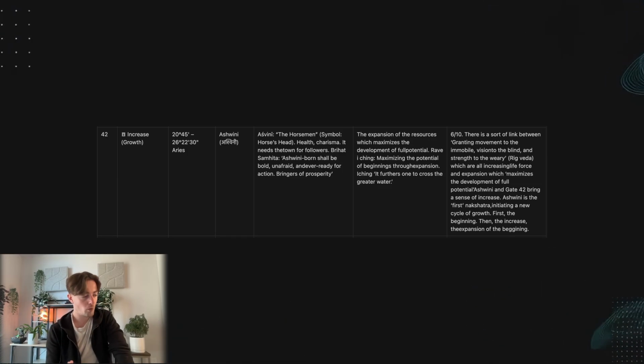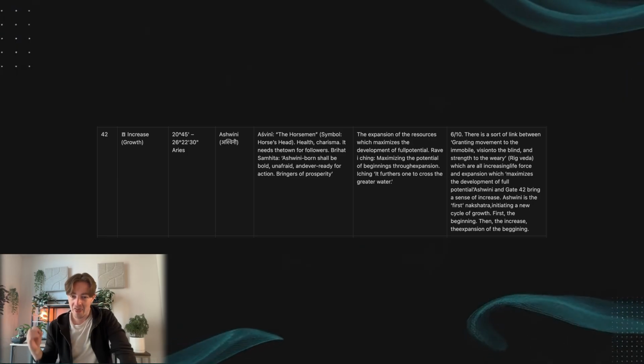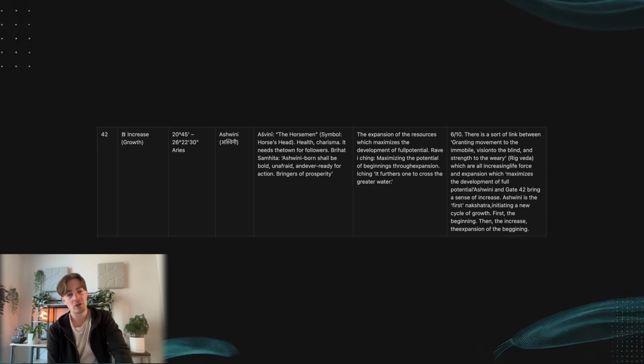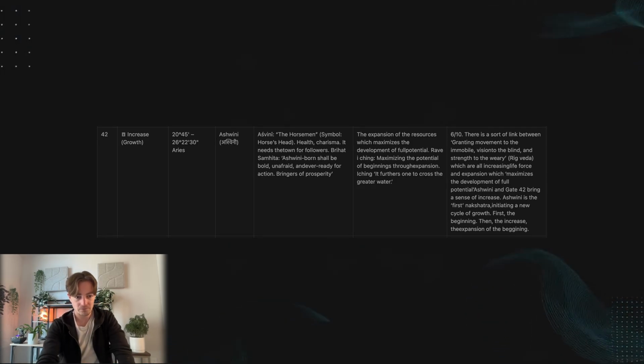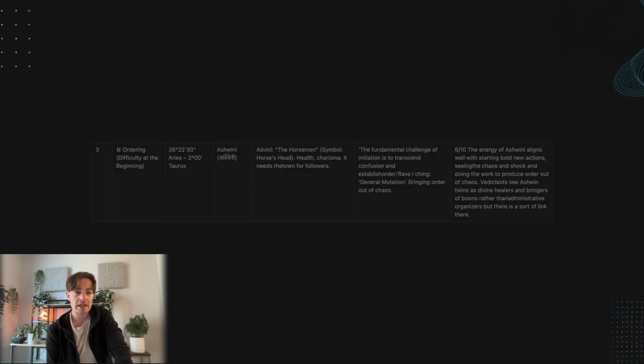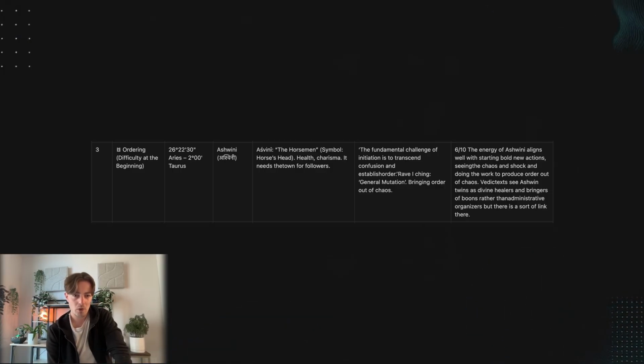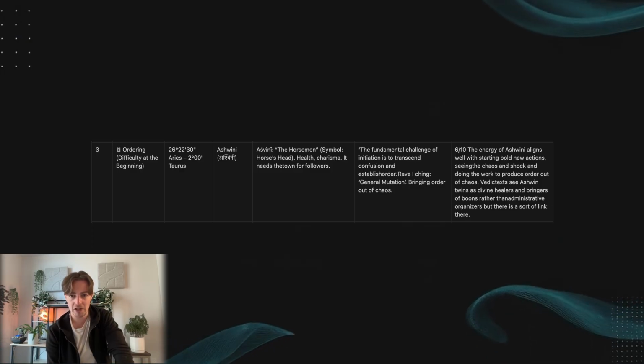We have the raw initiation of the beginning and then the increase of the resources to allow that initiatory action to go. So I do think there is a good match between this archetypal gate of increase and growth and the Ashwini nakshatra. So let's go to gate 3, ordering or difficulty at the beginning. This goes from 26 degrees of Aries through to 2 degrees of Taurus. We're still in the Ashwini nakshatra here.